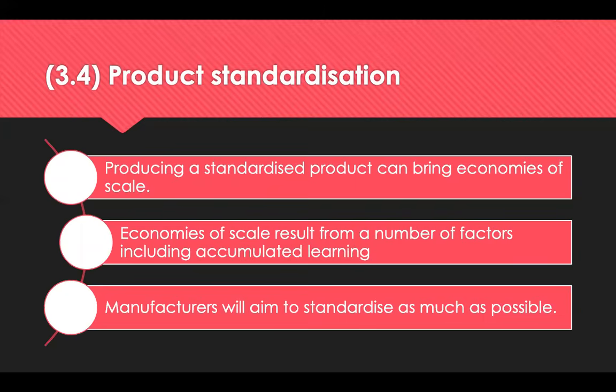Now, CIPS refer to the learning curve, a concept that shows how the unit costs reduce the greater the number of units that are produced. And they emphasise how the concept applies to services. So if you produce a standardised product, it can bring economies of scale. That will result in a number of factors, including accumulated learning, and manufacturers will aim to standardise as much as possible.